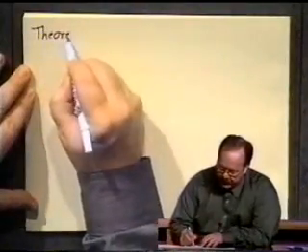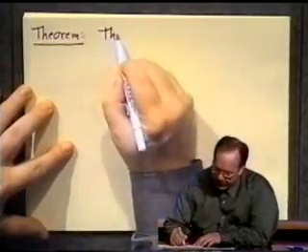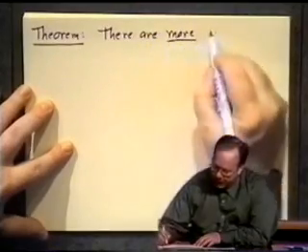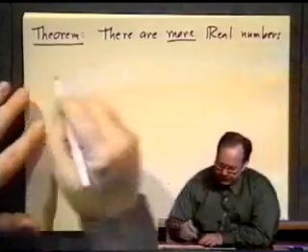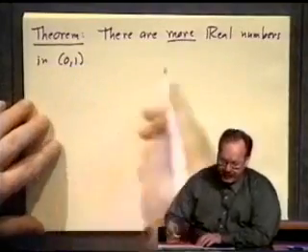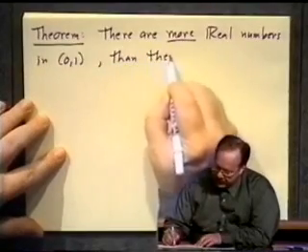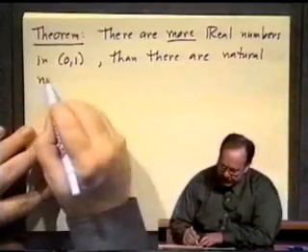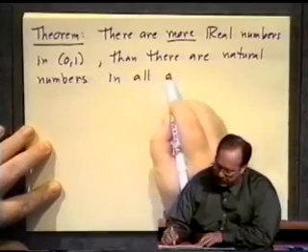I won't attack the real numbers as a whole. I'll take a small subset of them. Watch this. There are more real numbers in the open interval from 0 to 1. That's all I need to check. In the open interval 0 to 1, then there are natural numbers in all of N.